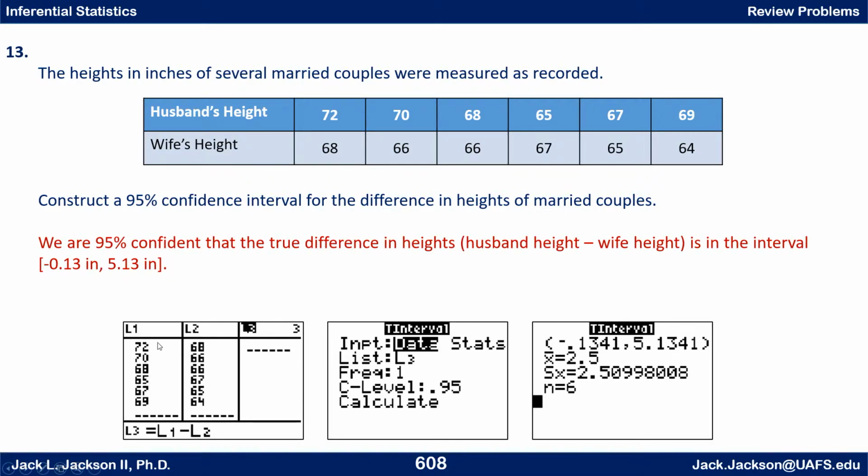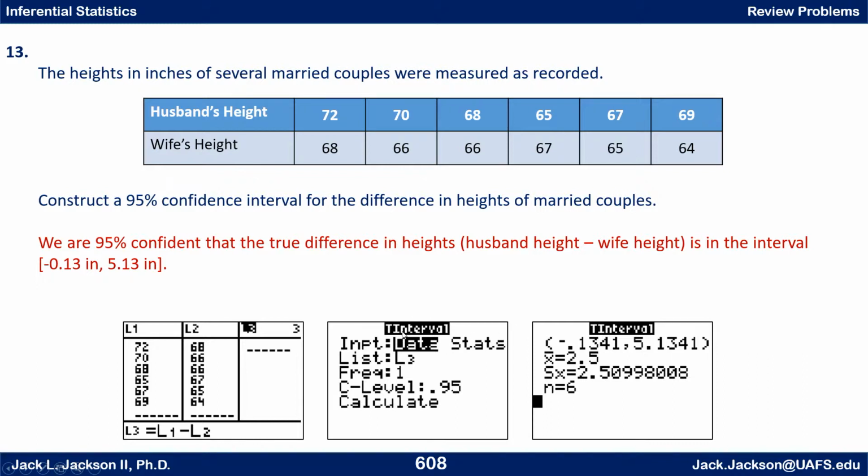So I typed the data for the men, the husbands, in L1, for the women, the wives, in L2. For L3, we're going to do the difference. We do husband's height minus wife's height the way I did it here. So that's in L3. You put your cursor up on the label for L3, type in L1 minus L2, that is second 1 minus second 2, enter. And all of the values will be computed for you correctly in L3 for the subtractions.